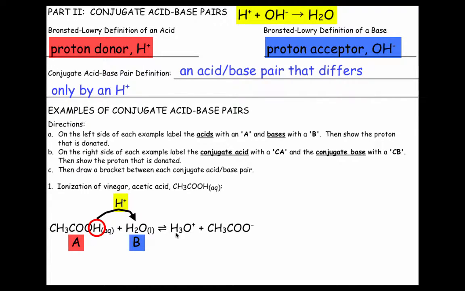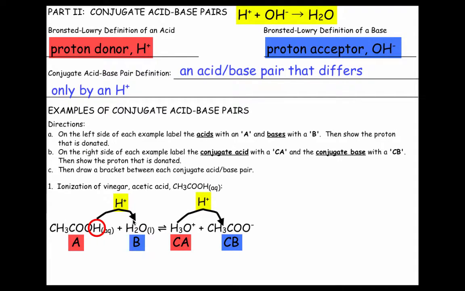So what you do is you look at one of the chemicals, pick one, so we'll pick H3O, then look on the other side. On the other side, this H3O is now H2O, so it lost an H. So this must be the conjugate acid, because it will lose an H to the base and change into water, and then this gains the H and changes back into CH3COOH. So this is definitely the conjugate acid, and this is the conjugate base. Then we'll show the proton that's being donated.